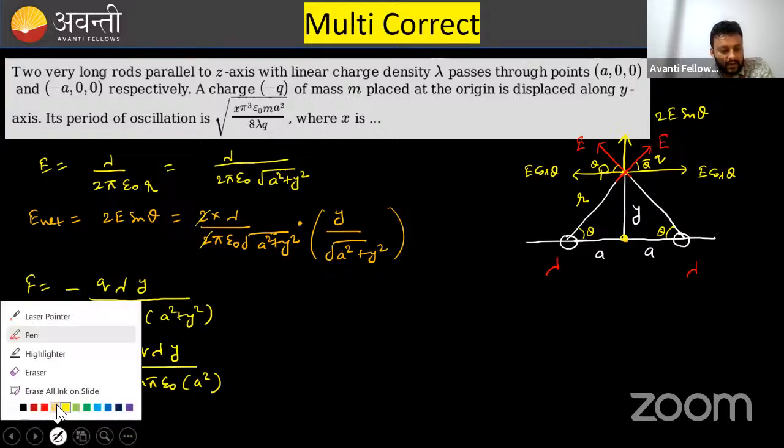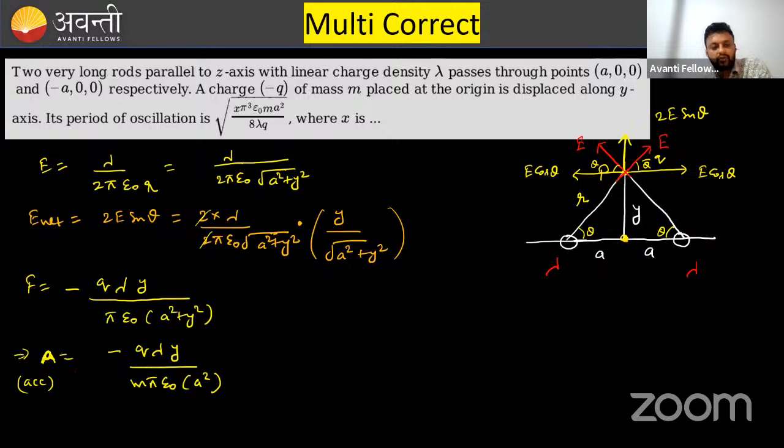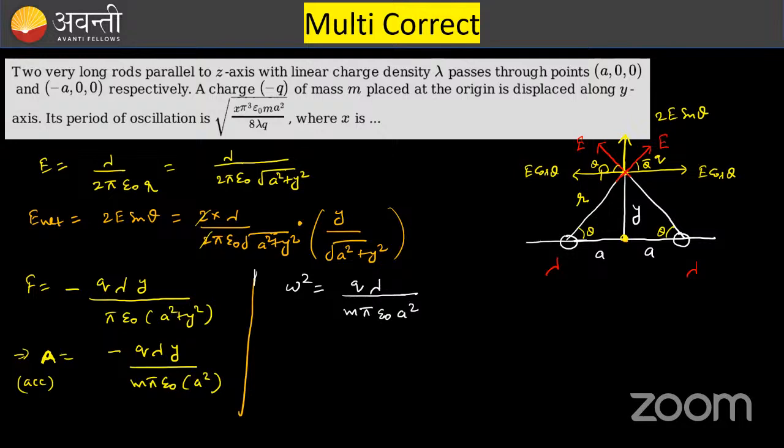Now, to find the time period, I think you know if I compare this acceleration with omega square y, omega square we can calculate from this. I think you know the equation. A is equal to omega square y. So omega square is coming out to be, after comparison, can you tell me what will be the omega square? q lambda by m pi epsilon naught a square. Correct? Yes, omega square. Time period is what?